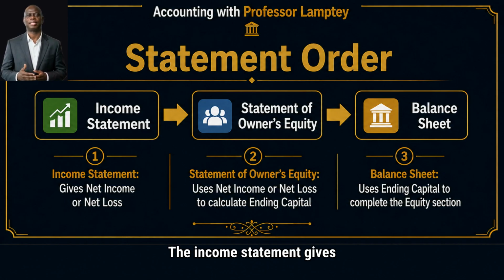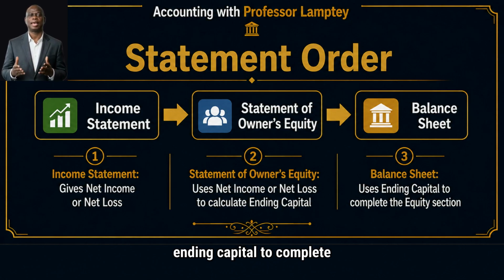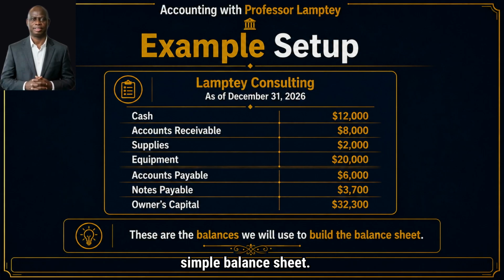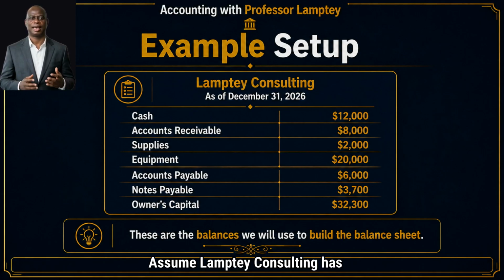The income statement gives us net income or net loss. The statement of owner's equity uses net income or net loss to calculate ending capital. The balance sheet uses ending capital to complete the equity section. Now, let's build a simple balance sheet. Assume Lamptey Consulting has the following balances on December 31st, 2026.